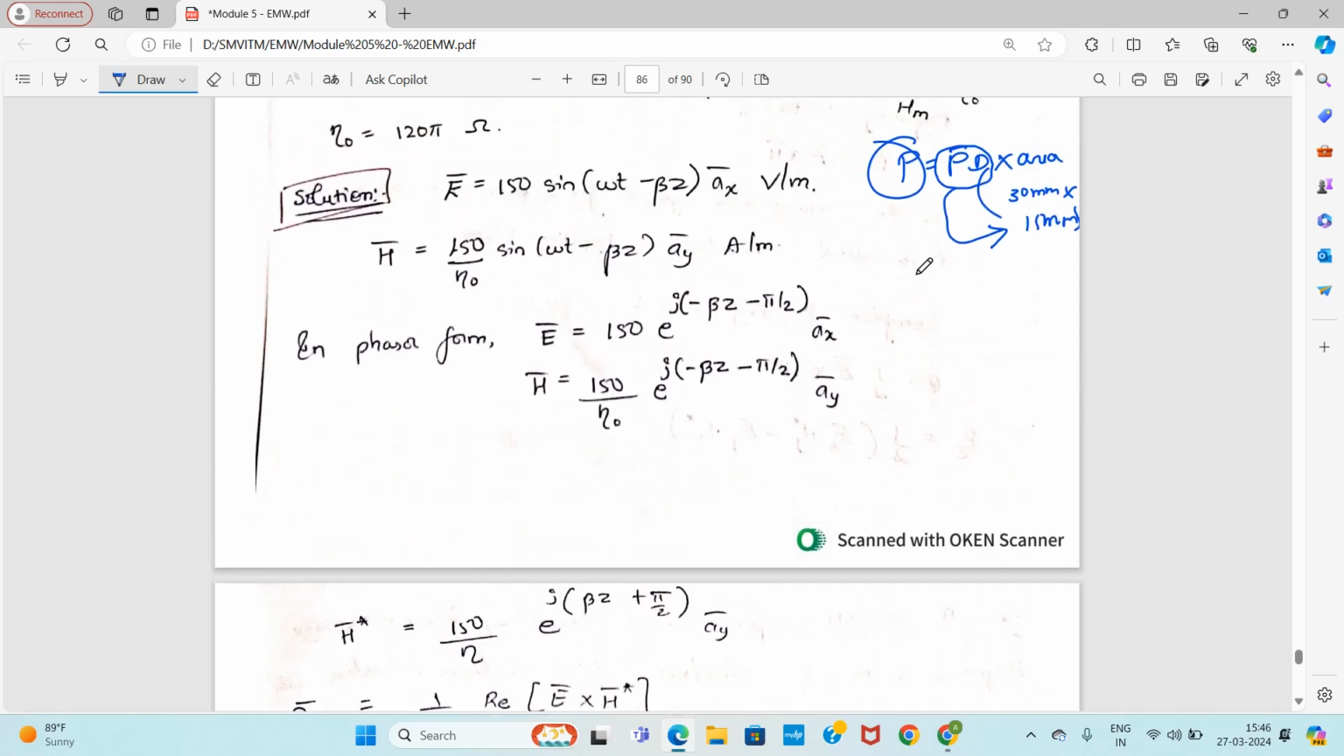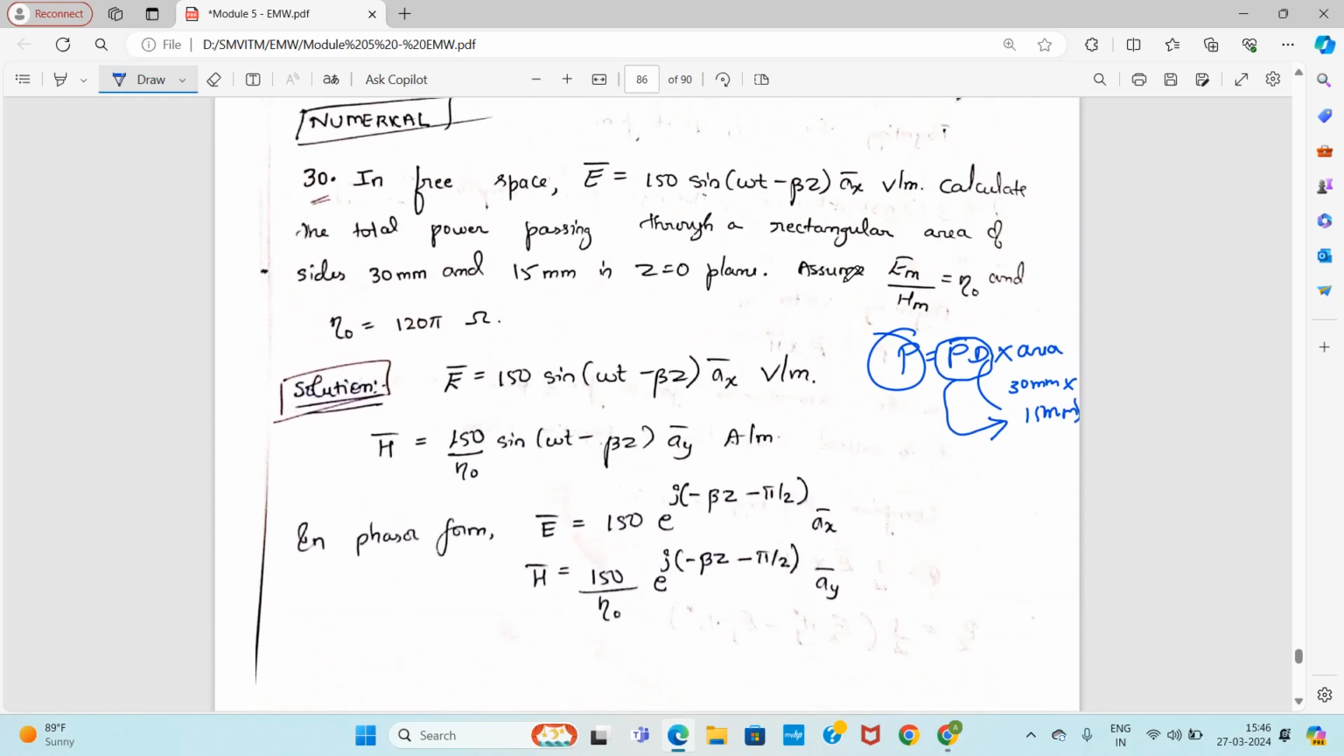Okay, so this is E given in the problem: 150 sine(omega t minus beta z) ax. If I have to write this in phasor form, the magnitude is as it is, 150. Instead of sine, you will be writing it as e power j(minus beta z minus omega t).